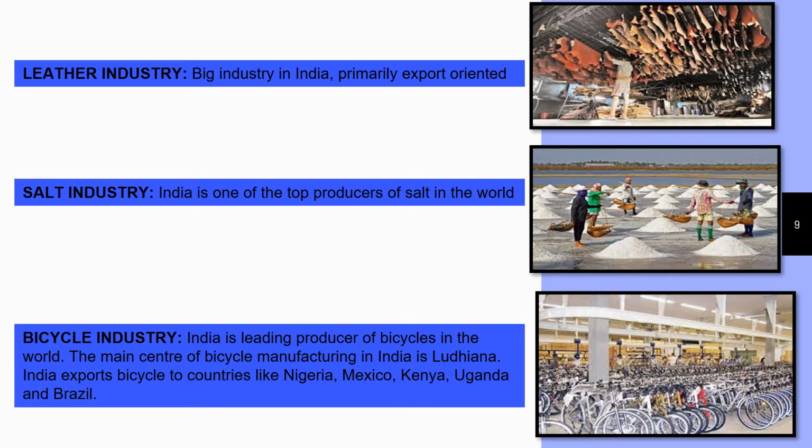Moving on to the bicycle industry. India is a leading producer of bicycles in the world. Bicycles are made in the states of Punjab and Tamil Nadu. The main center of bicycle manufacturing in India is Ludhiana. India exports bicycles to countries like Nigeria, Mexico, Kenya, Uganda, and Brazil.